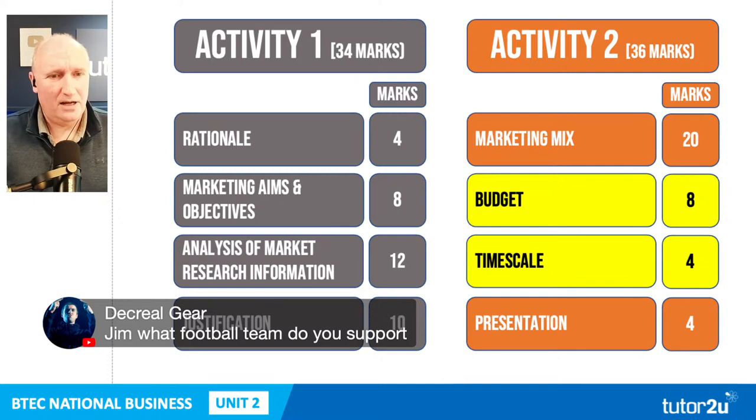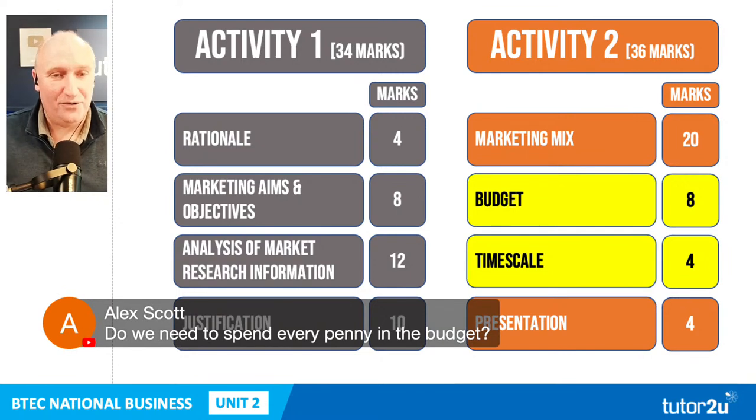Lots of great stuff coming in. Alex asking, this is a Unit 2 question, do we need to spend every penny in the budget? No. For the difference between what you say you're going to spend and the budget, you could add a line in and say, contingency for possible overspends. So don't worry about constantly checking your calculations, thinking, oh, I need to find another £20. Not worth spending time on that. Just say, any difference between our spend and our budget, if it's under, we will hold as a contingency for possible cost overruns. That's all you need to say.